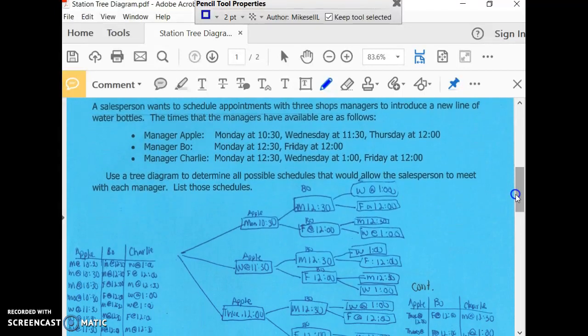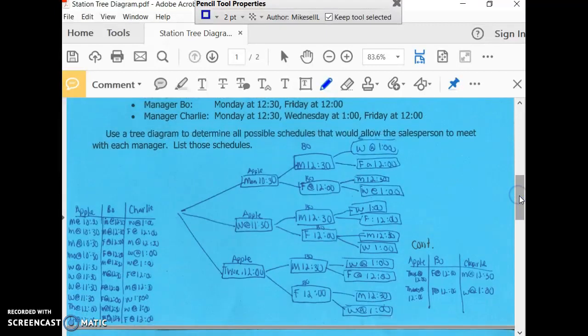You guys, on this one, I'm not going to go through it a ton. You have the apple. This is a way to look at it horizontally. And then here's the thing: list those schedules. So apple, bow, like, list them off. 1, 2, 3, 4.